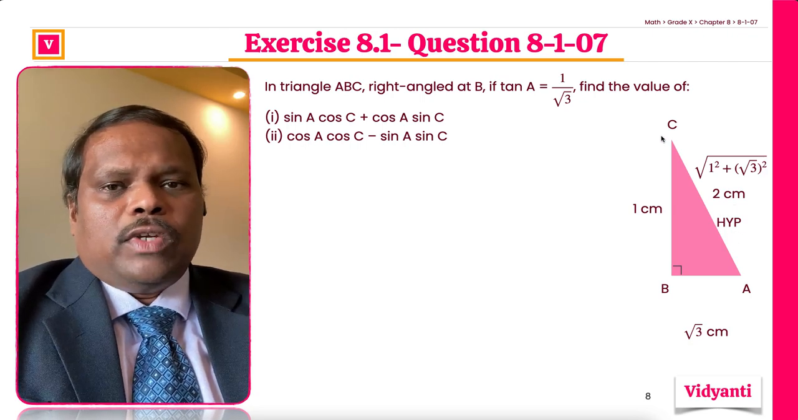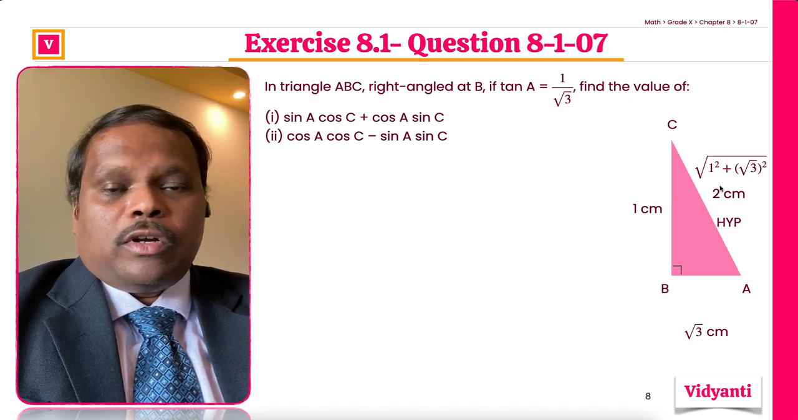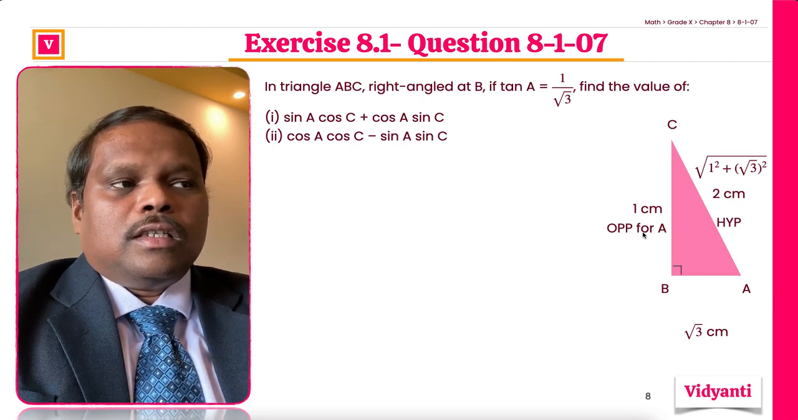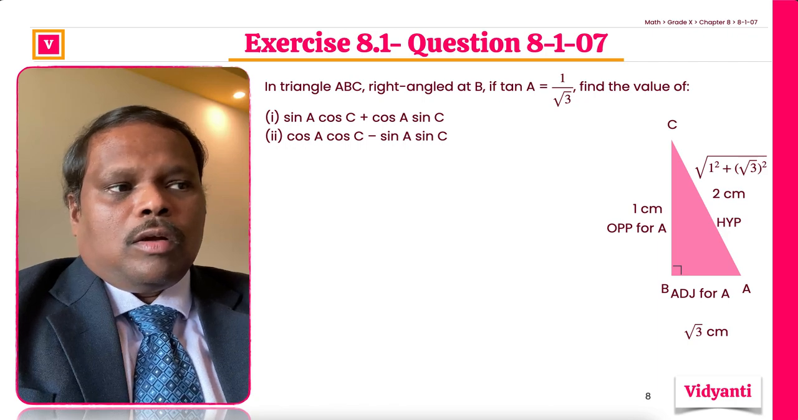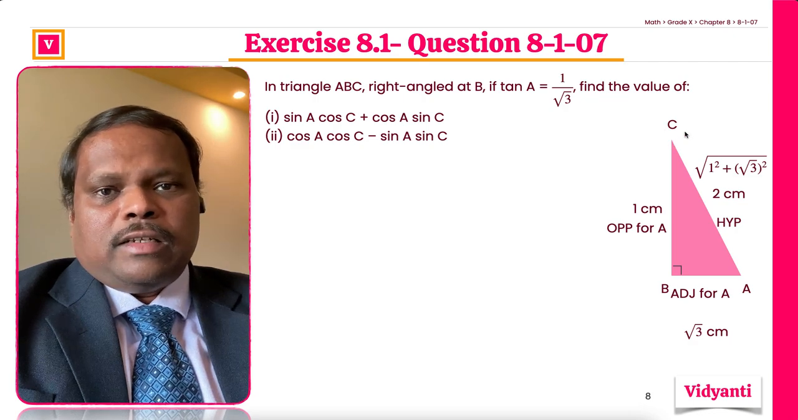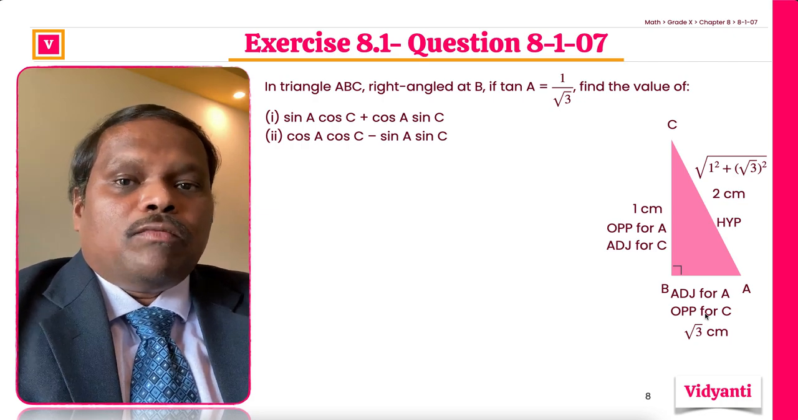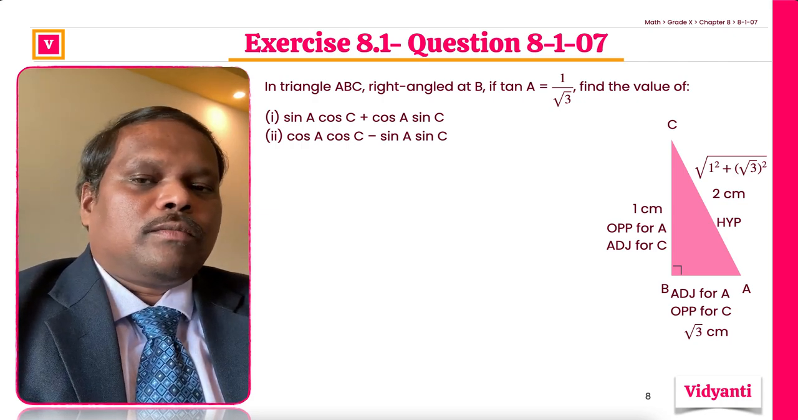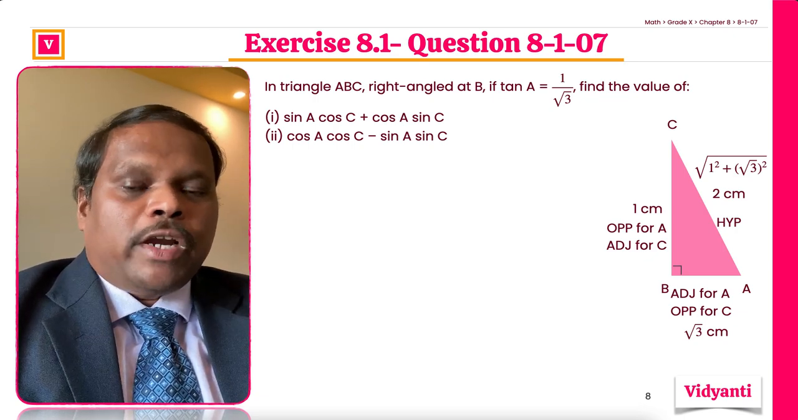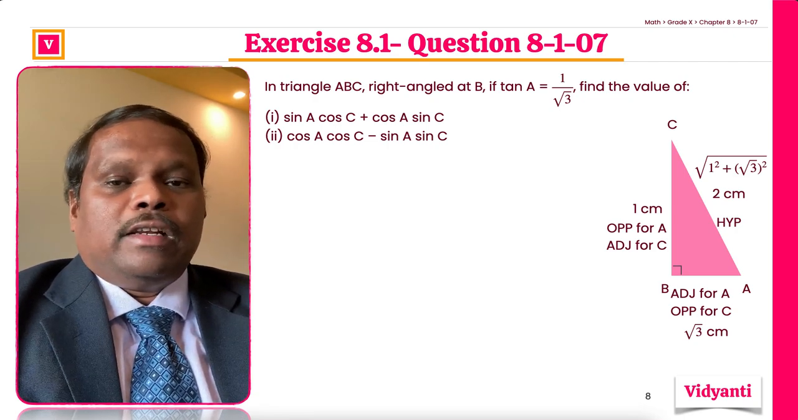So hypotenuse is the longest side irrespective of any angle you are considering. For A, this is hypotenuse. Even for C, this is also hypotenuse. Now, as far as A is considered, this BC is opposite and AB is adjacent. But as far as angle C is concerned, this one is adjacent for C and this one is opposite for C. So the definition of hypotenuse remains fixed, it doesn't change, but opposite and adjacent depend upon which angle you are considering. What is opposite for one angle can be adjacent for another angle or vice versa.